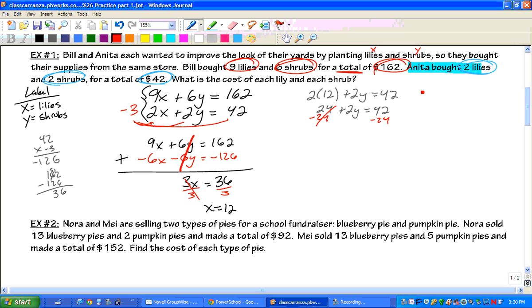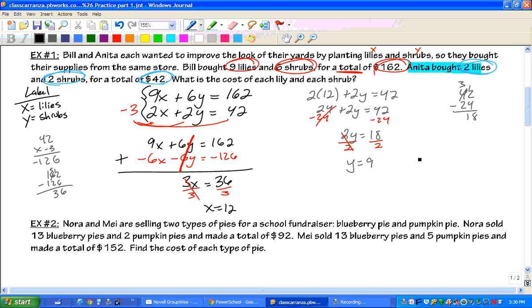So subtract 24 from both sides and get 2y equals 42 minus 24, again, borrow. And divide by 2, and you get y equals 9. Okay? Now, you're not done because we didn't label anything.